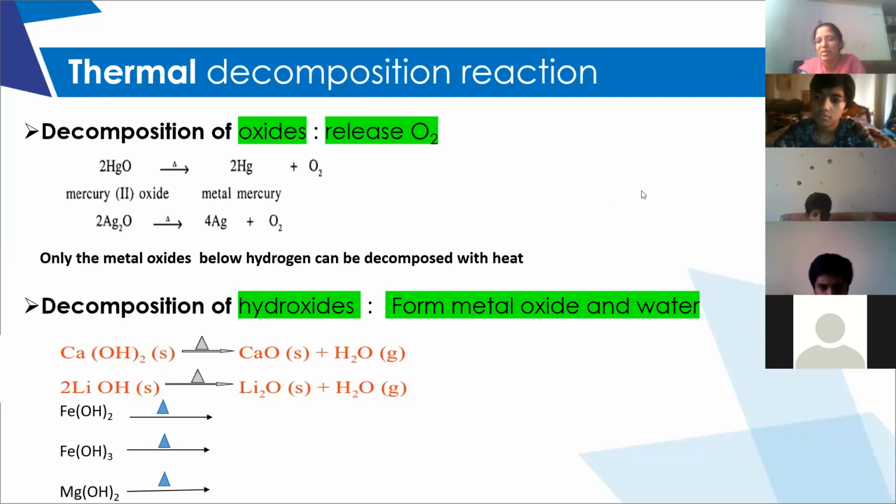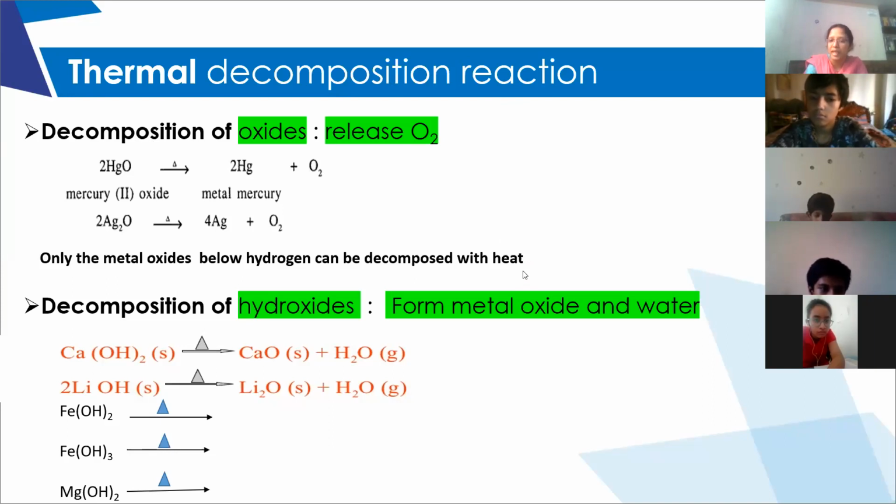We are discussing decomposition reactions. The first type of decomposition is decomposition of oxides. Oxides will decompose to give metals and oxygen. If we want to decompose, we have to supply energy. It may be heat energy, electric energy, or light energy. By the supply of heat energy, if we decompose the compound, it is called thermal decomposition. Only mercury and silver can be decomposed with heat, because they are the least stable compounds.